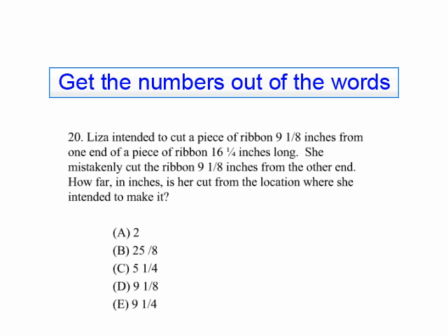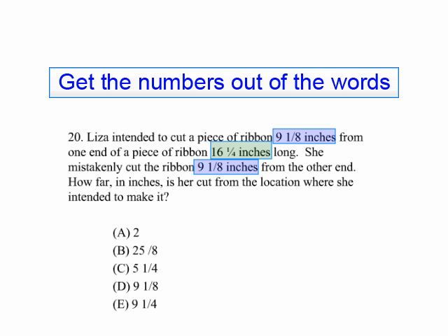In this case, it tells us that she intended to cut a piece of ribbon 9 1/8 inches from one end of a piece of ribbon that is 16 1/4 inches long. She mistakenly cut the ribbon 9 1/8 inches from the other end. How far in inches is her cut from the location where she intended to make it?